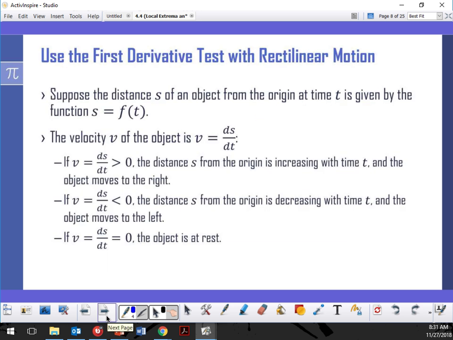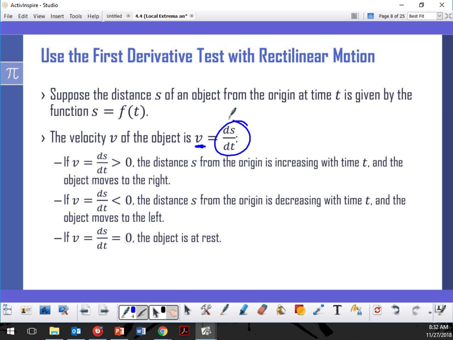Okay. All right, suppose that the distance of an object from the origin at the time t is given by the function s equals f of t. So all the time we're going to refer to position function as s, or s of t. The velocity of a function is the derivative of the position over time. So my velocity is going to be ds dt. I'm taking the derivative of s in terms of time.